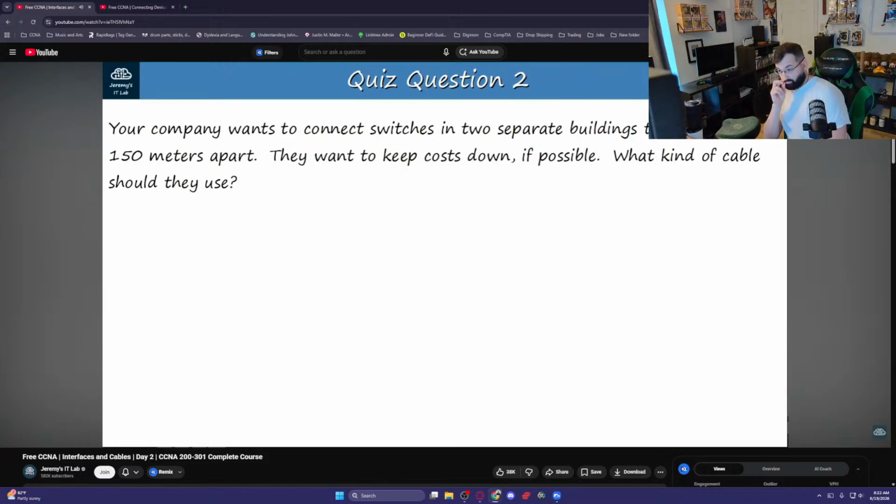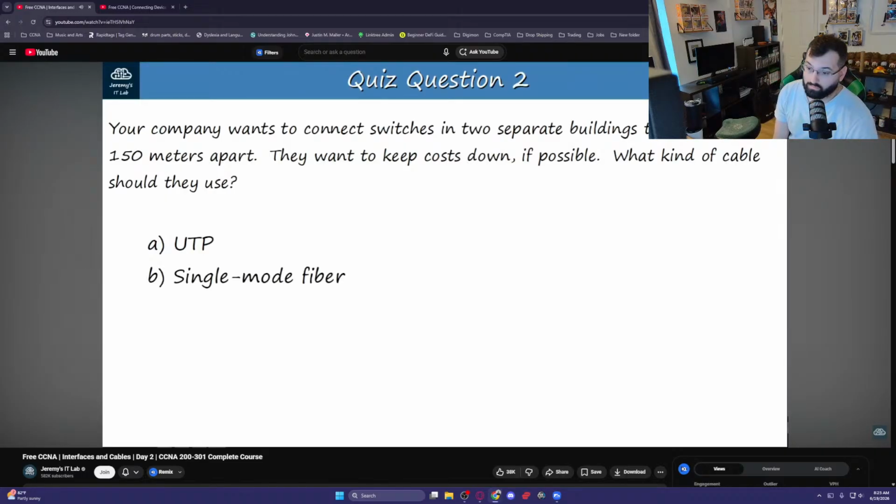Quiz question 2. Your company wants to connect switches in two separate buildings that are about 150 meters apart. They want to keep costs down if possible. What kind of cable should they use? A, UTP. B, single-mode fiber. Or C, multi-mode fiber. Pause the video to think about your answer. I think people are going to say multi-mode fiber because of the 150 meters. The answer is C, multi-mode fiber.